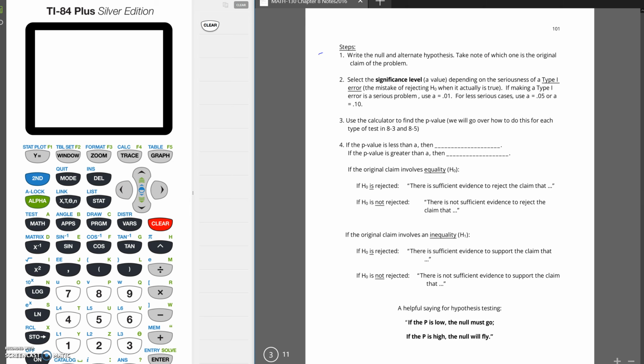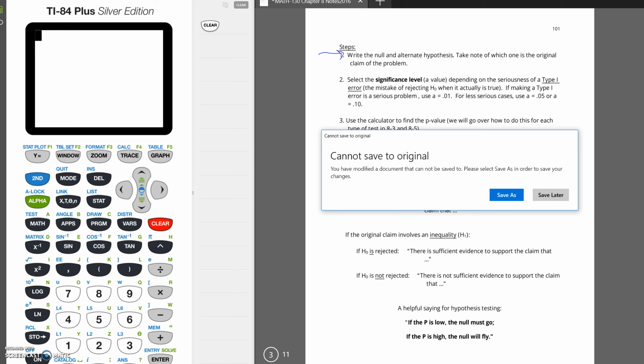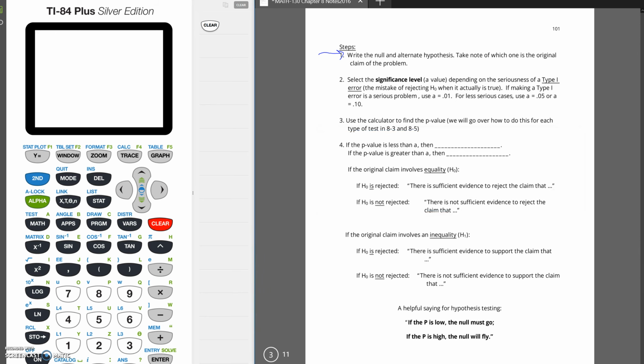Our first step is to write the null and the alternate hypothesis. So in the last video, we talked about how to do that. The null hypothesis always has an equal to in it, and the alternate has your greater than or less than or does not equal to.